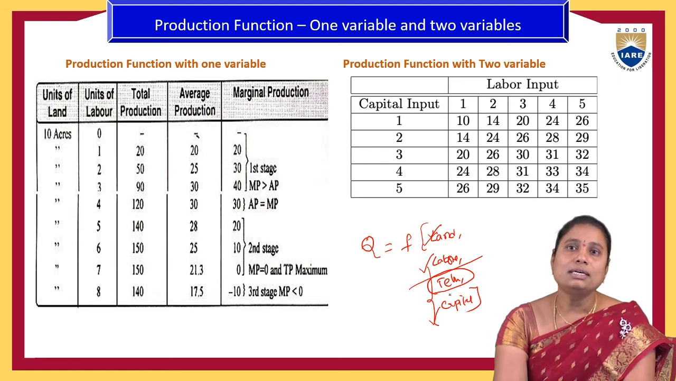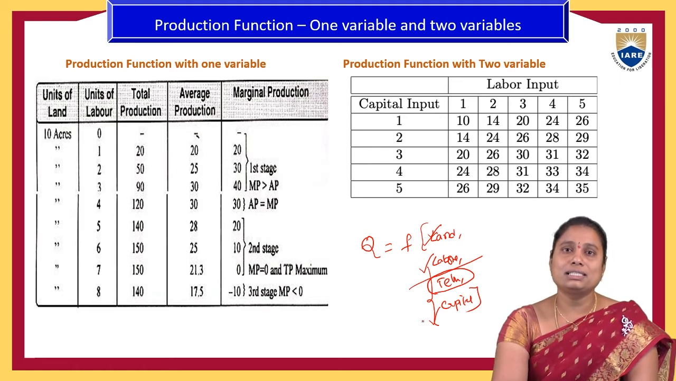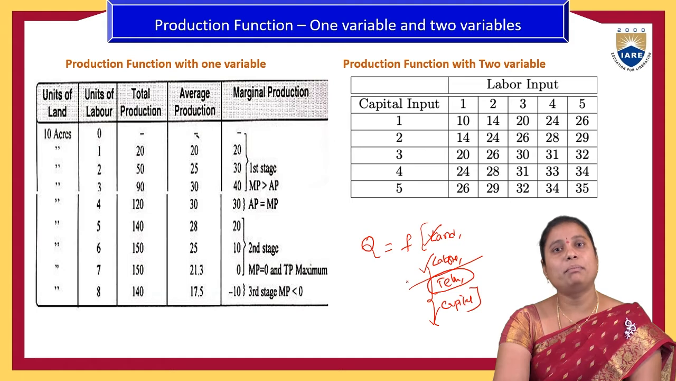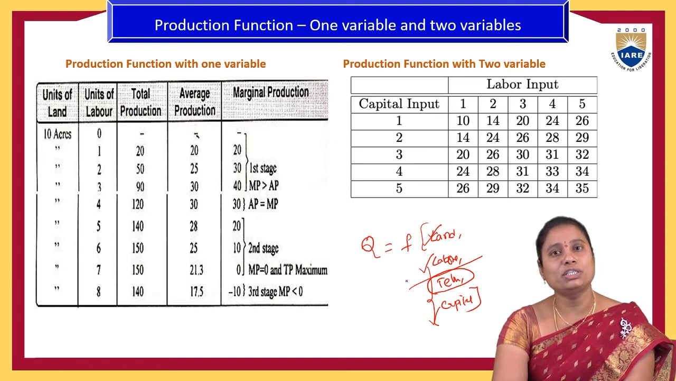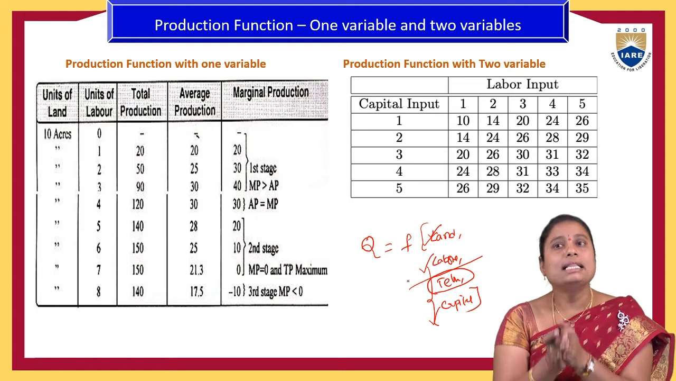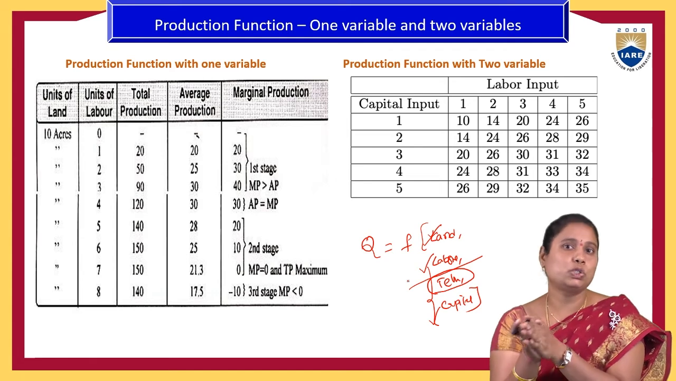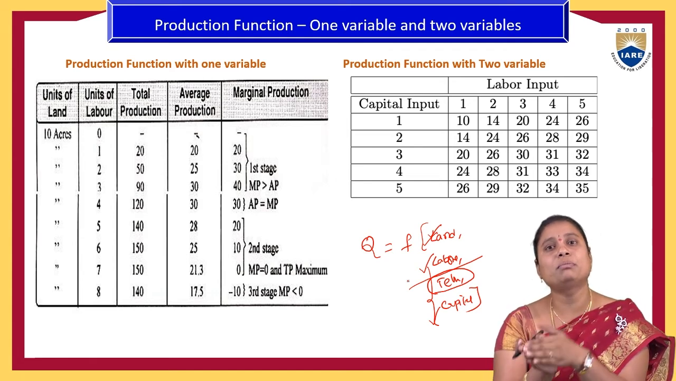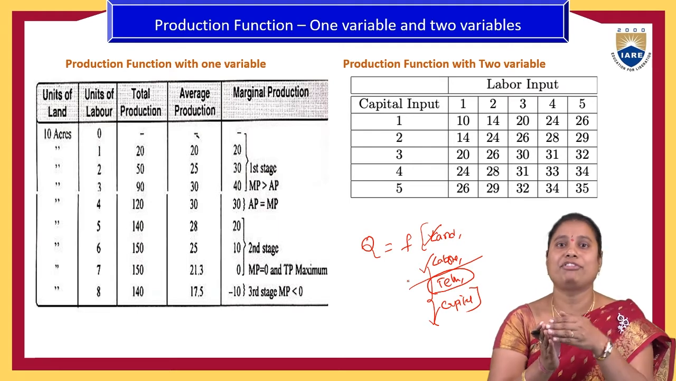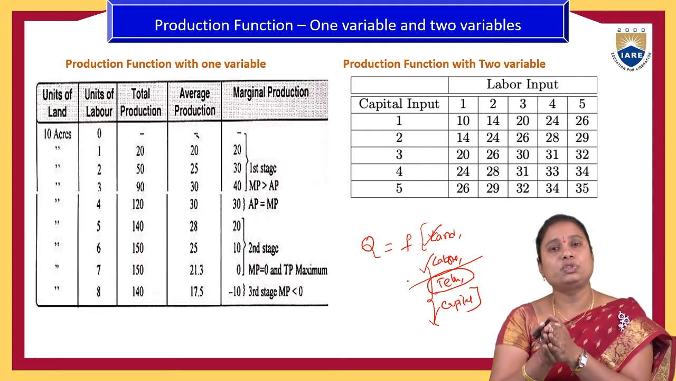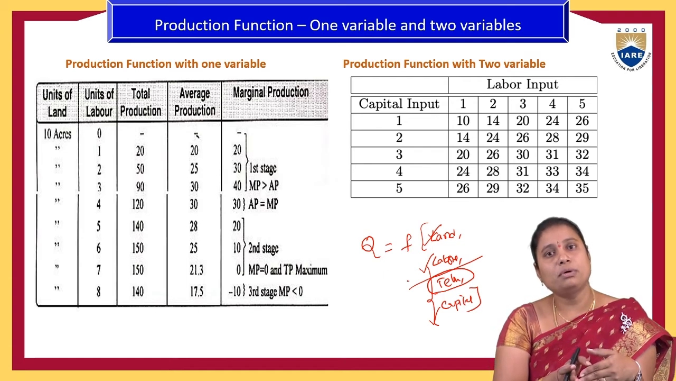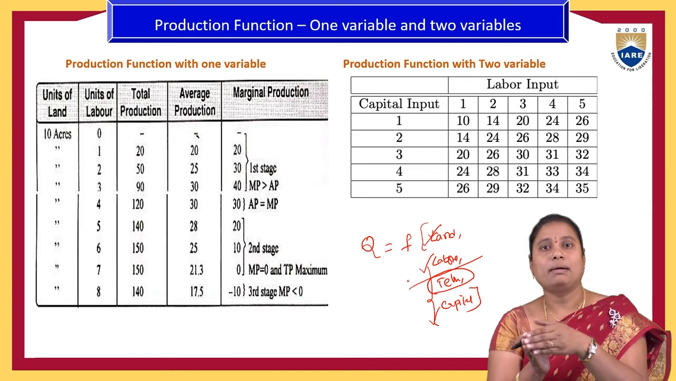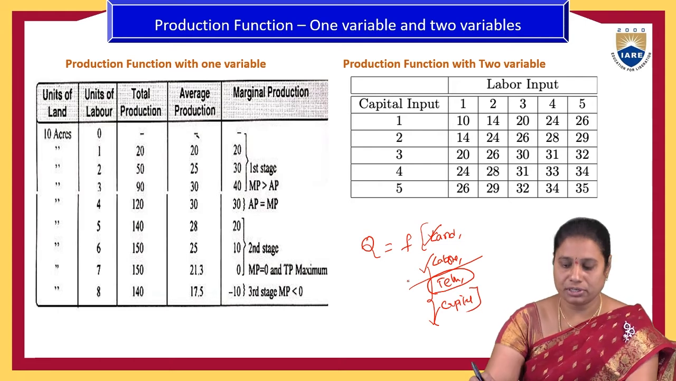If all the factors are changing, then we can say that it is a multi-variable production function. The number of inputs that are changing will be called variables, and the number of inputs which stay constant is called fixed. Based on the changing variables, it will be called a one variable, two variable or multi-variable production function.